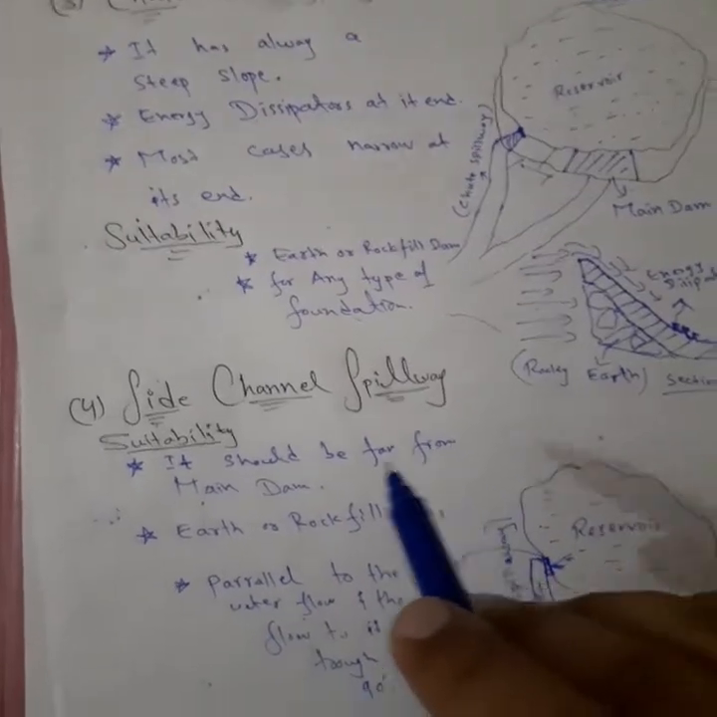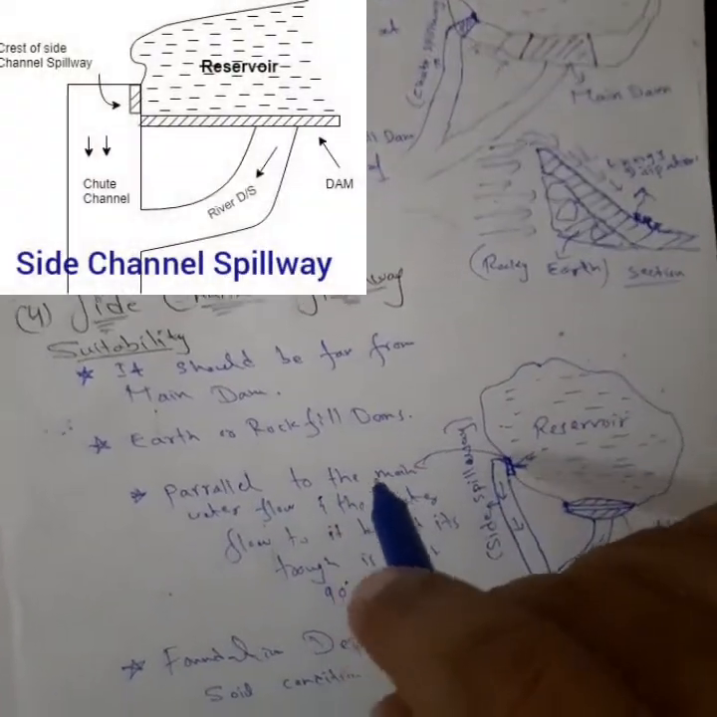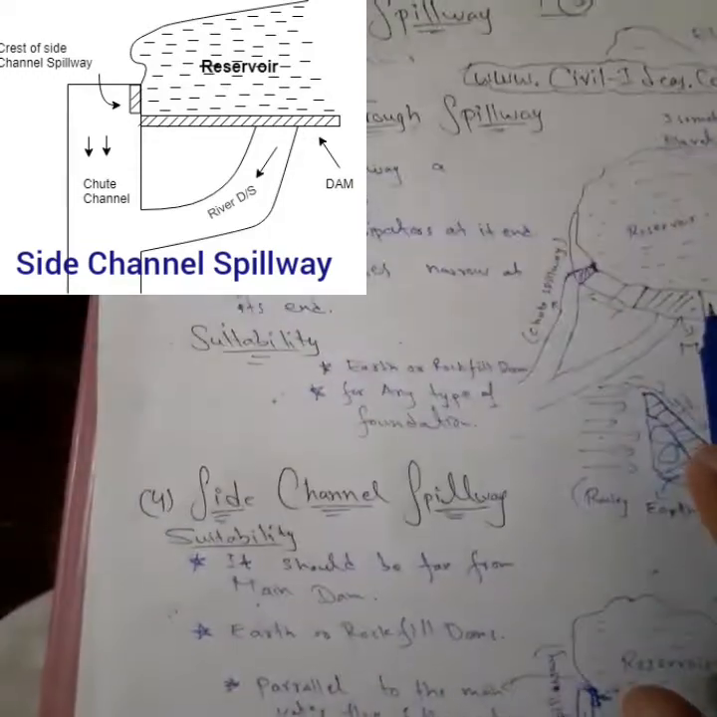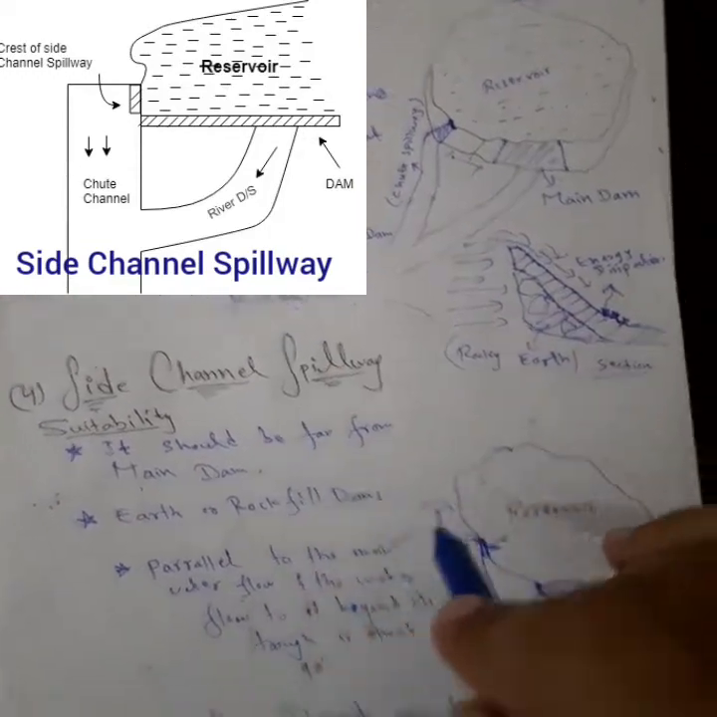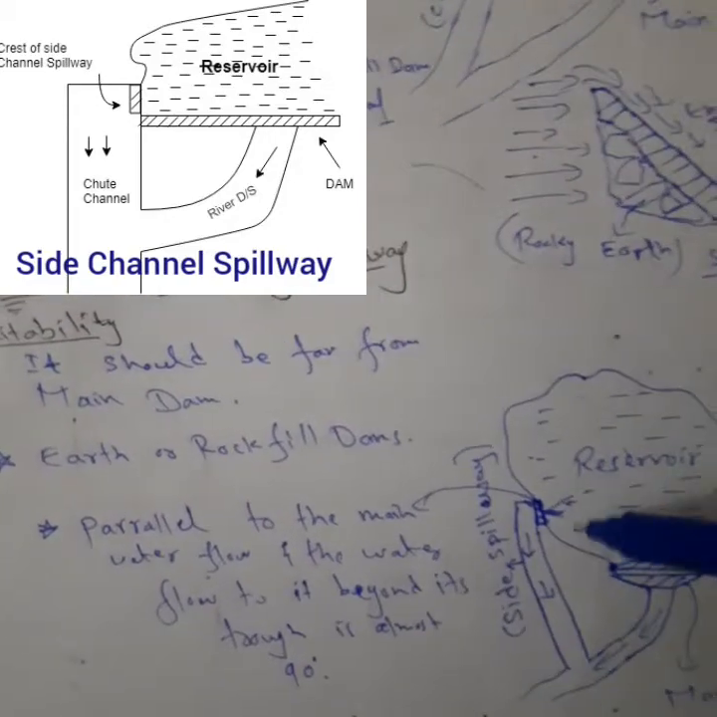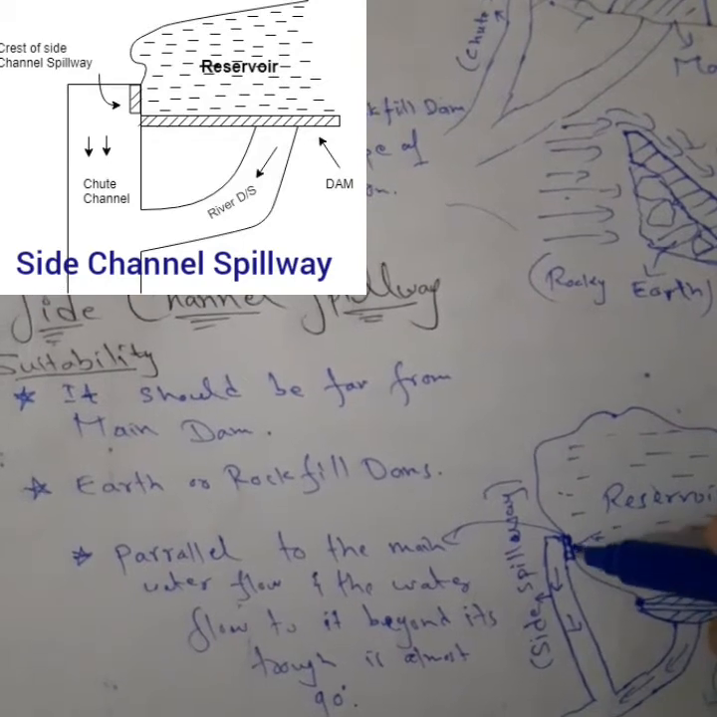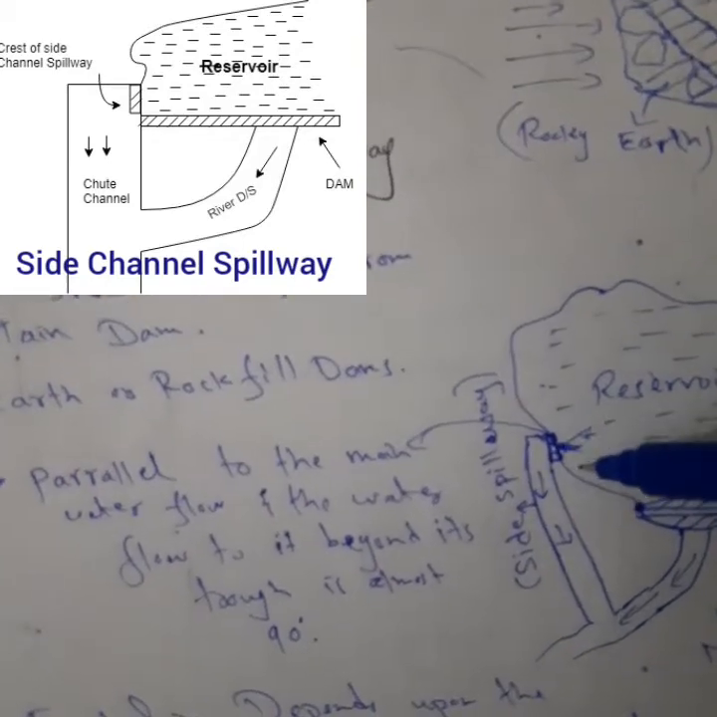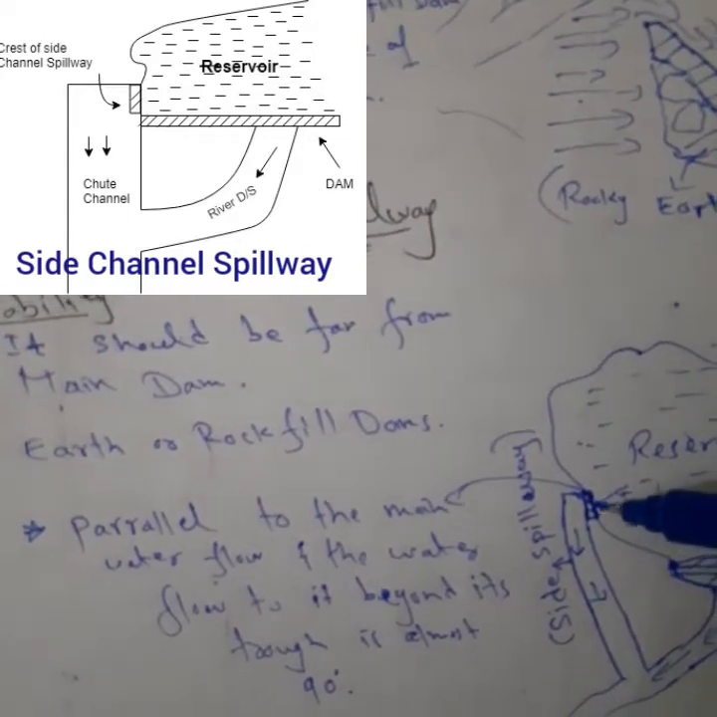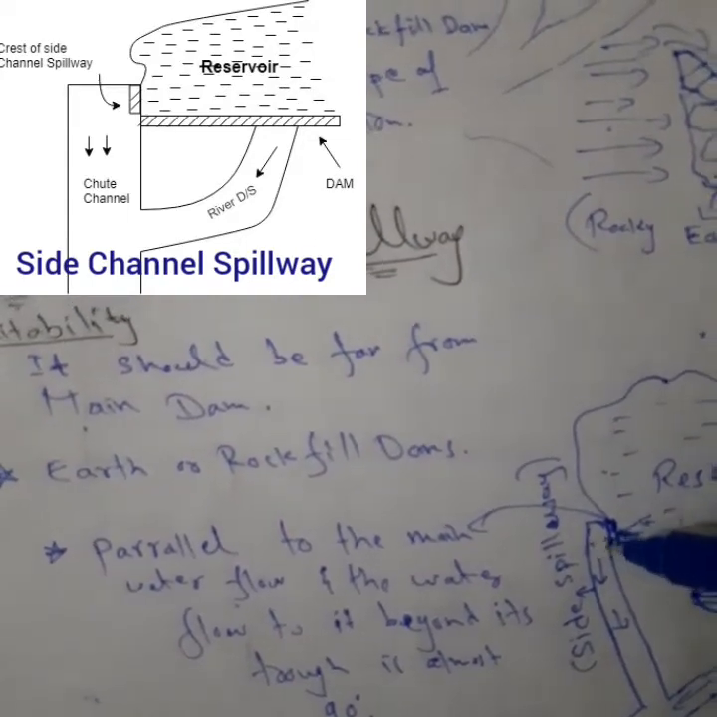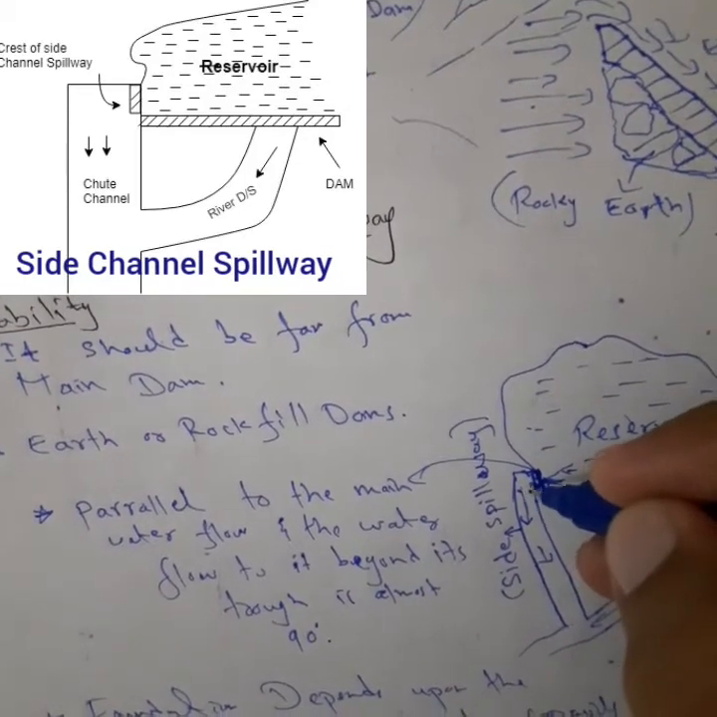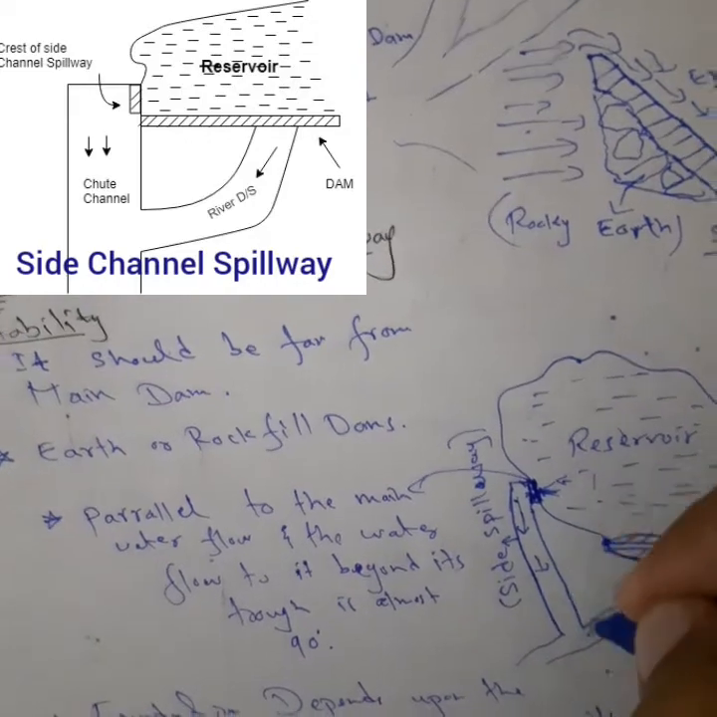And the fourth one is the side channel spillway. You should not be confused between the trough spillway and the side channel spillway. Side channel spillways are located very far away. The weir constructed here is normally parallel to the flow of water, and when the water flows through it, it then bends at 90 degrees to the main canal.